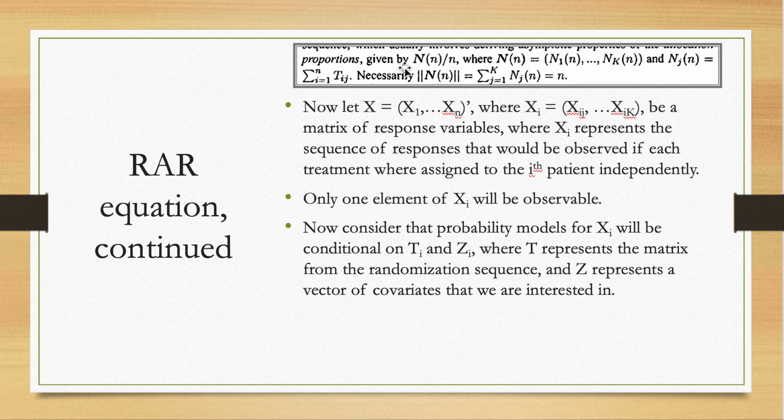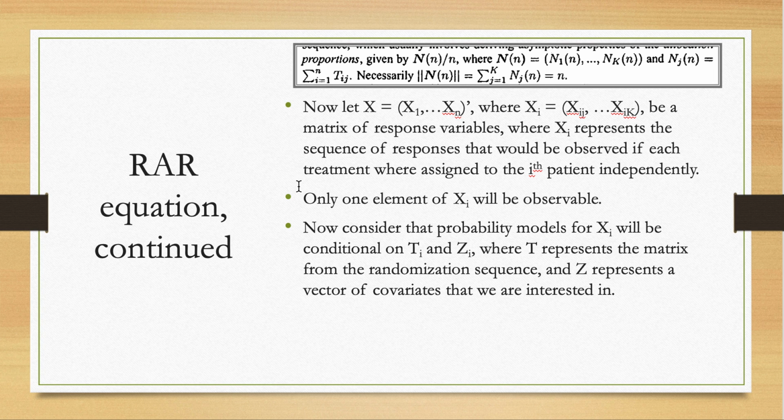proportions, given by N_n over n, where N_n = (N_1(n), ..., N_k(n)), and N_j(n) equals the sum from i = 1 to n of the matrix T_ij. And it necessarily means that the absolute value of N_n equals the sum from j = 1 to k of N_j(n), which equals n.